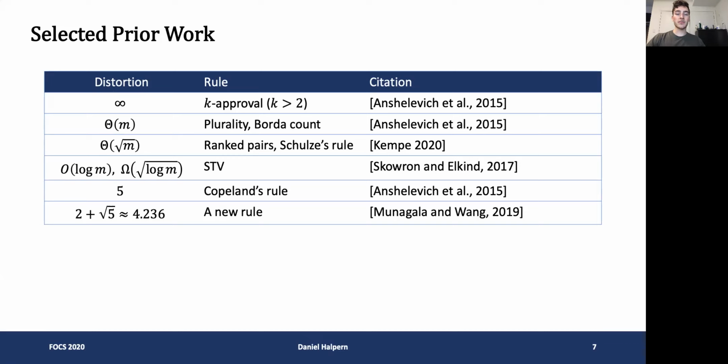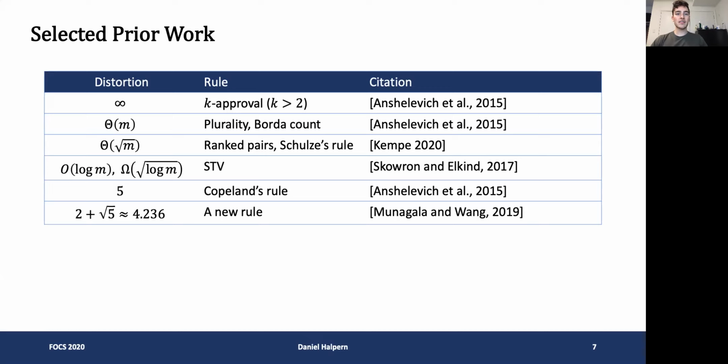Even this year, there's been more work on this stuff. So David Kempe showed that two rules, ranked pairs and Schulze's rule, actually have distortion that's about the square root of the number of candidates. In 2017, Skowron and Elkind showed that STV has distortion that's about logarithmic in the number of candidates. Even in 2015, in the original paper, Anshelevich et al. showed that it actually was possible to achieve constant distortion. So Copeland's rule achieves distortion 5, and this is independent of the number of candidates.